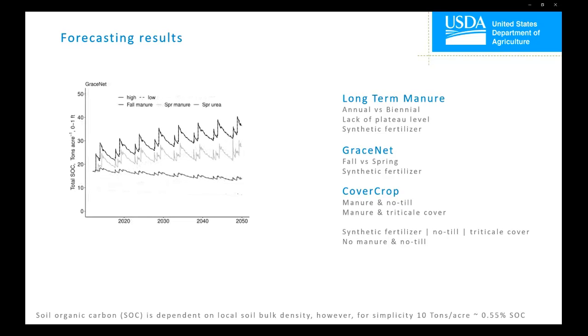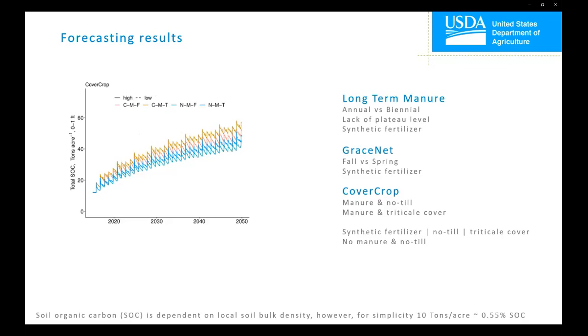At GraceNet, fall manure is projected to result in greater soil organic carbon levels after many years. This contrasts my personal opinion, but since the model is based on our observed data, it does make sense given our earlier analysis. Similar to the LT manure site, the synthetic fertilizer treatment appears to slowly mine soil organic carbon in the long term.